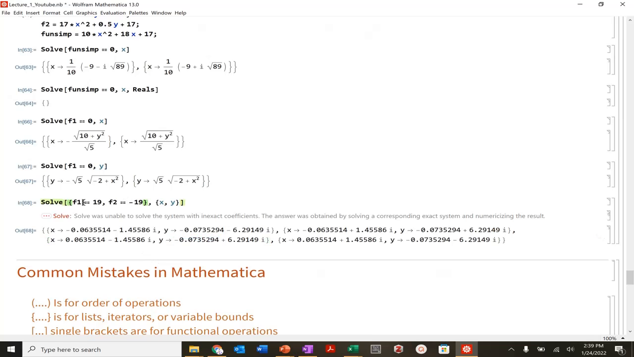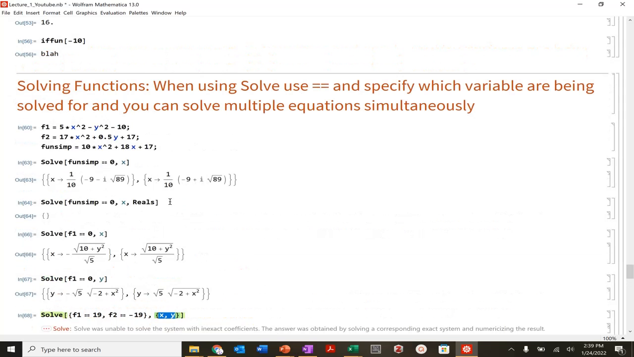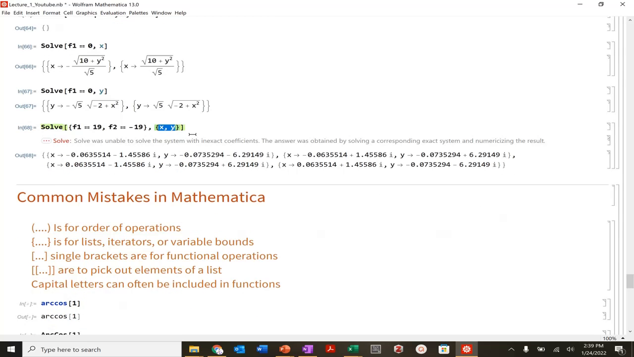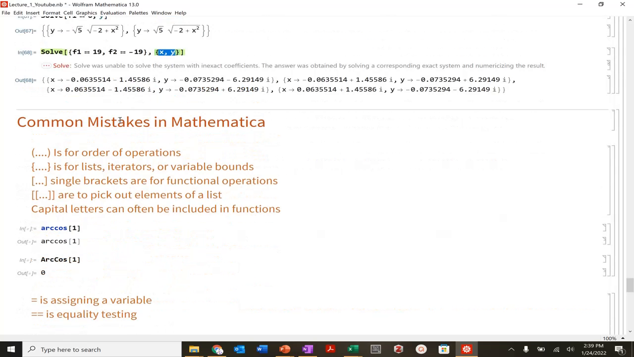So you can solve multiple equations simultaneously, and we're going to get to use this quite a bit once we get into lecture 5 and tensors and mechanics and all those fun equations. So in the next video, we'll go over some common mistakes you'll see in Mathematica, and then that'll be all of lecture 1.